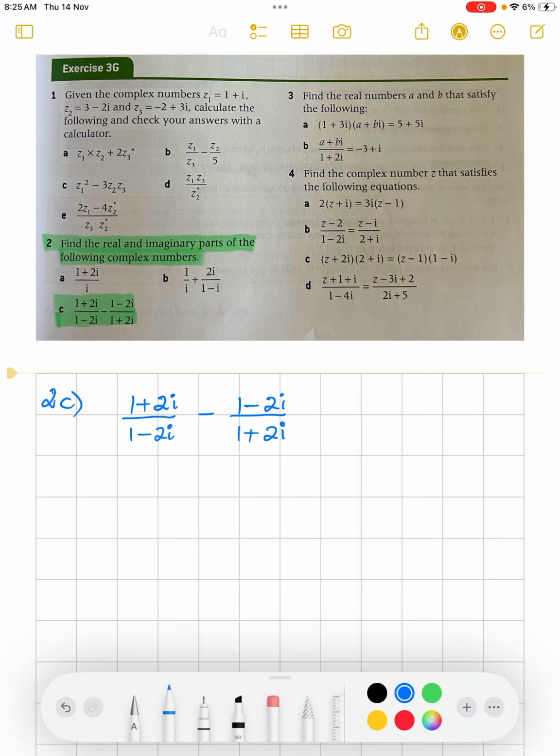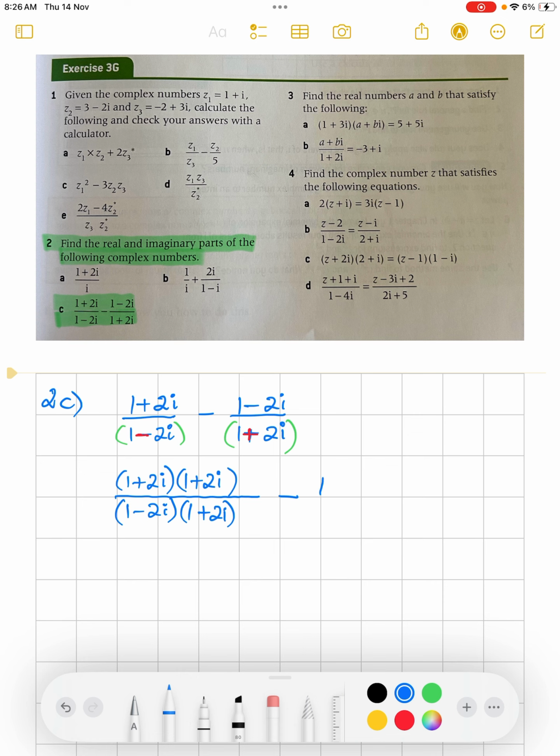Well, I look at the denominators and you can see that these two denominators are actually conjugates already. So what we will do is we will cross multiply and have common denominators. On the first fraction, we've got 1 plus 2i over 1 minus 2i, and our conjugate will bring that up and multiply by 1 plus 2i over 1 plus 2i. That's the denominator from the other fraction.